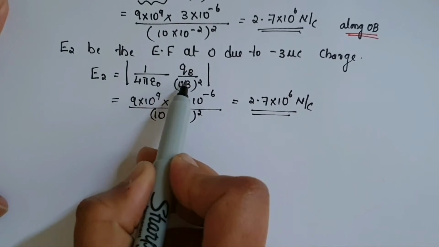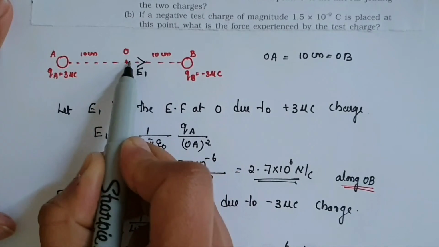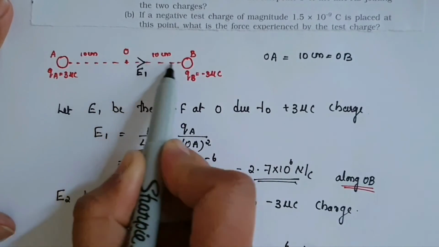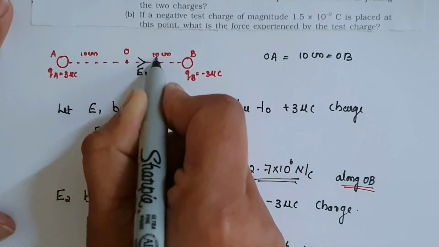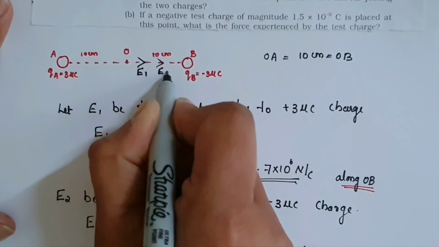Since this is a negative charge, electric field is towards the charge. This is towards the charge. So direction of E2 is along OB. This is E2.